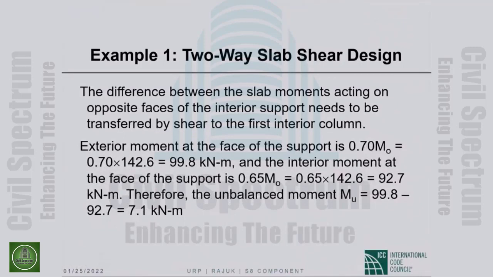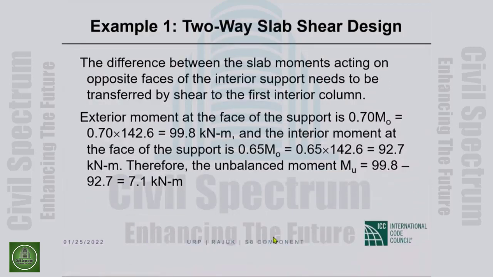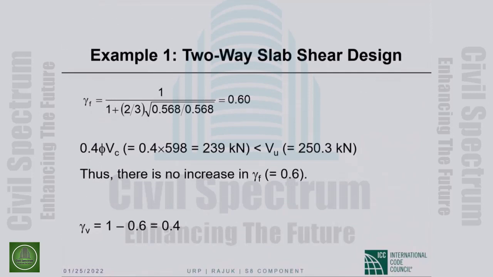So the transfer moment is very, very small. The difference between 70% of M sub 0 and 65% of M sub 0 gives us 7.1 kilonewton meters. Gamma sub F is 0.6. Here, we could not even increase it if we wanted to, because V sub U is larger than 40% of phi times V sub C. So that option is not even there. An increase from 0.6 to 0.75 is not allowed, because V sub U is larger than 40% of phi times V sub C. So our gamma sub V is 0.4.